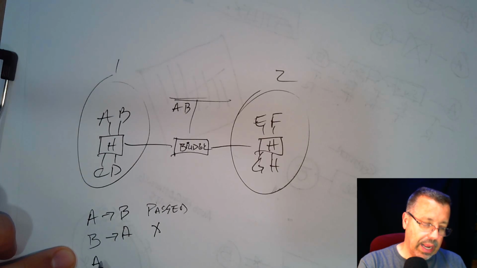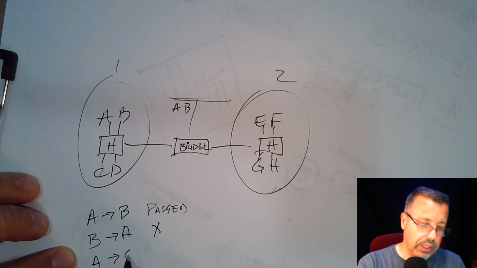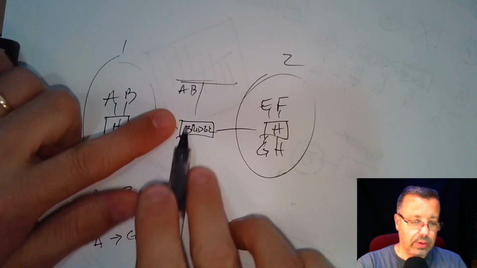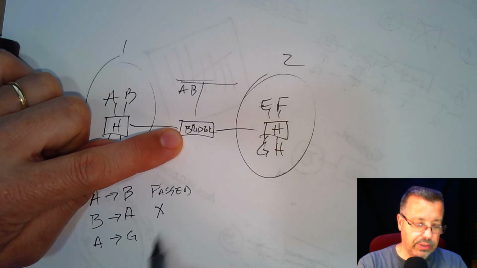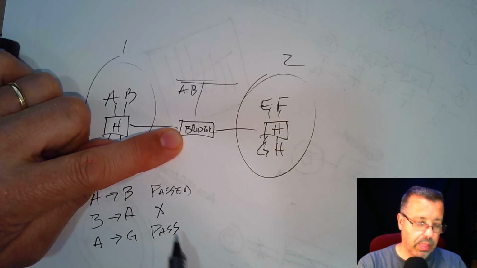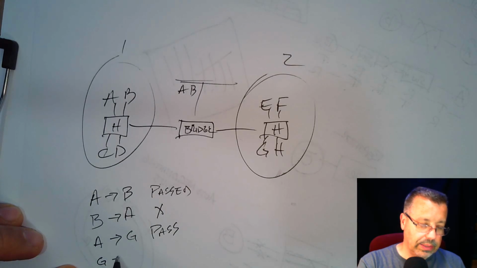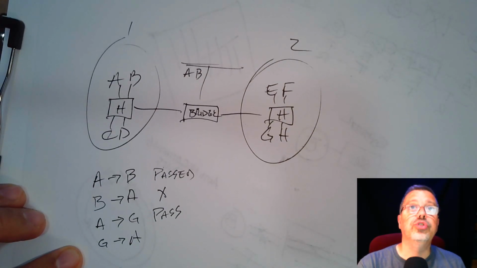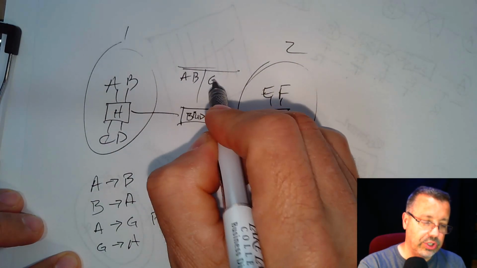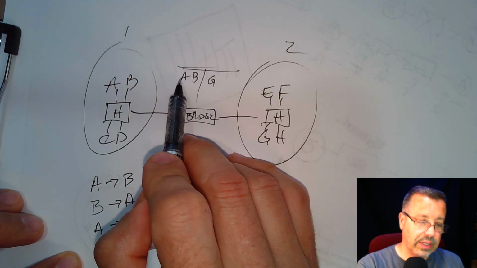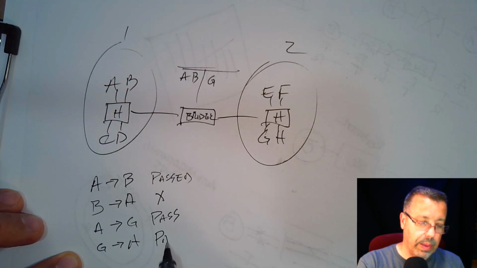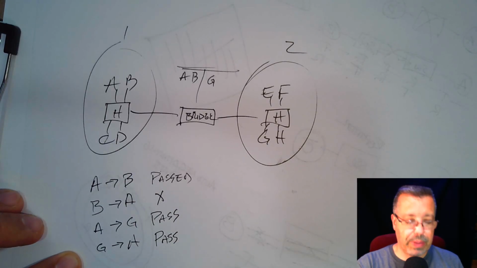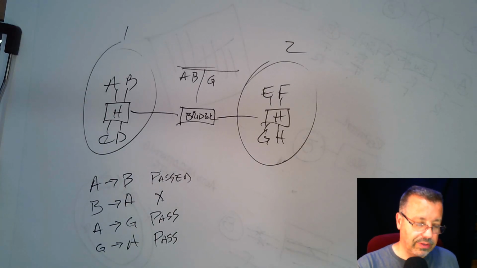Now, let's say that A sends something to G. Comes in, it knows that A is on this side, but it doesn't know where G is, so it passes it. G responds. G to A comes in, it knows that G is on this side now and A is on this side, so this will be a pass. This will be an intentional pass. It knows that it needs to go.